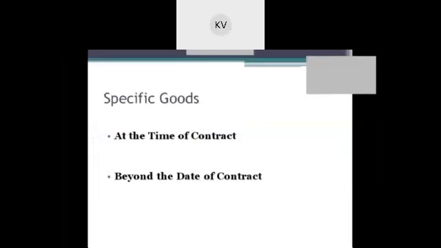Specific goods: at the time of contract, beyond the date of contract. At the time of contract, where there is an unconditional contract for the sale of specific goods in a deliverable state, ownership in the goods passes to the buyer when the contract is made, regardless of the time of payment of price or time of delivery of goods.